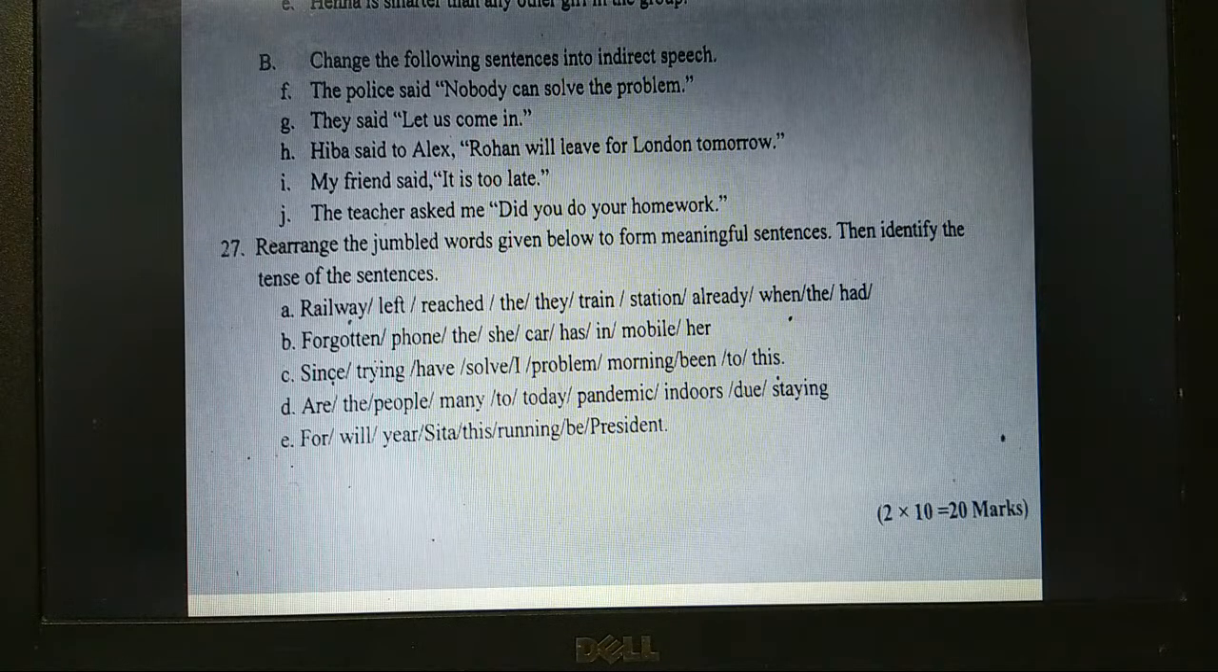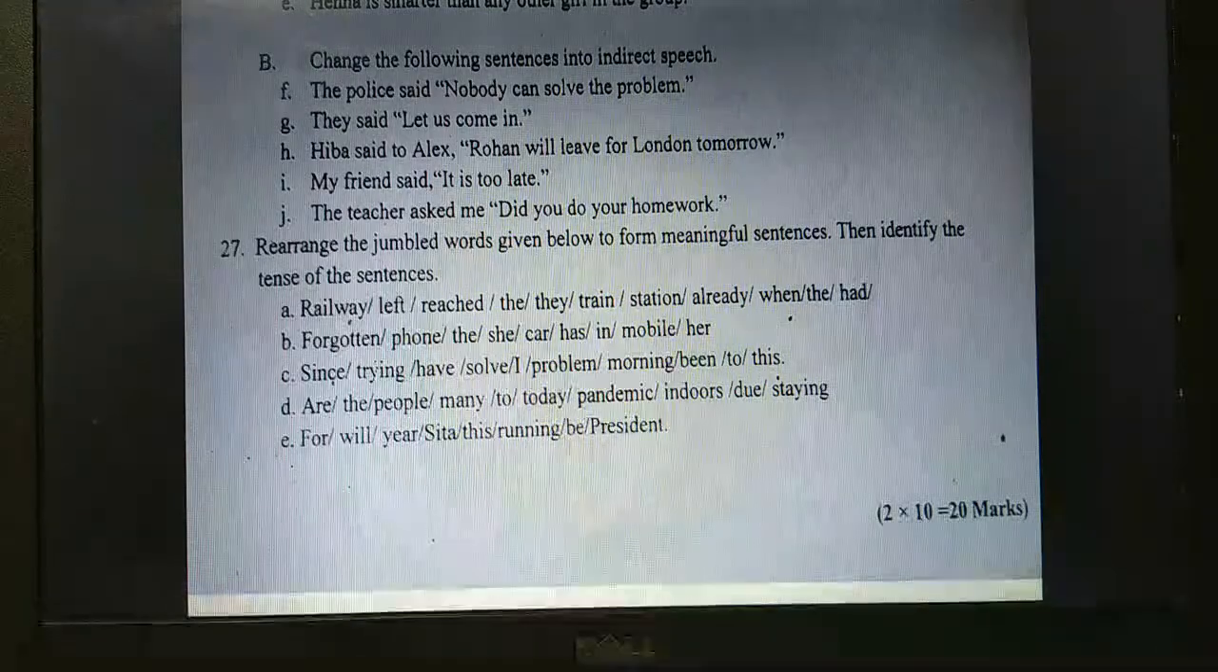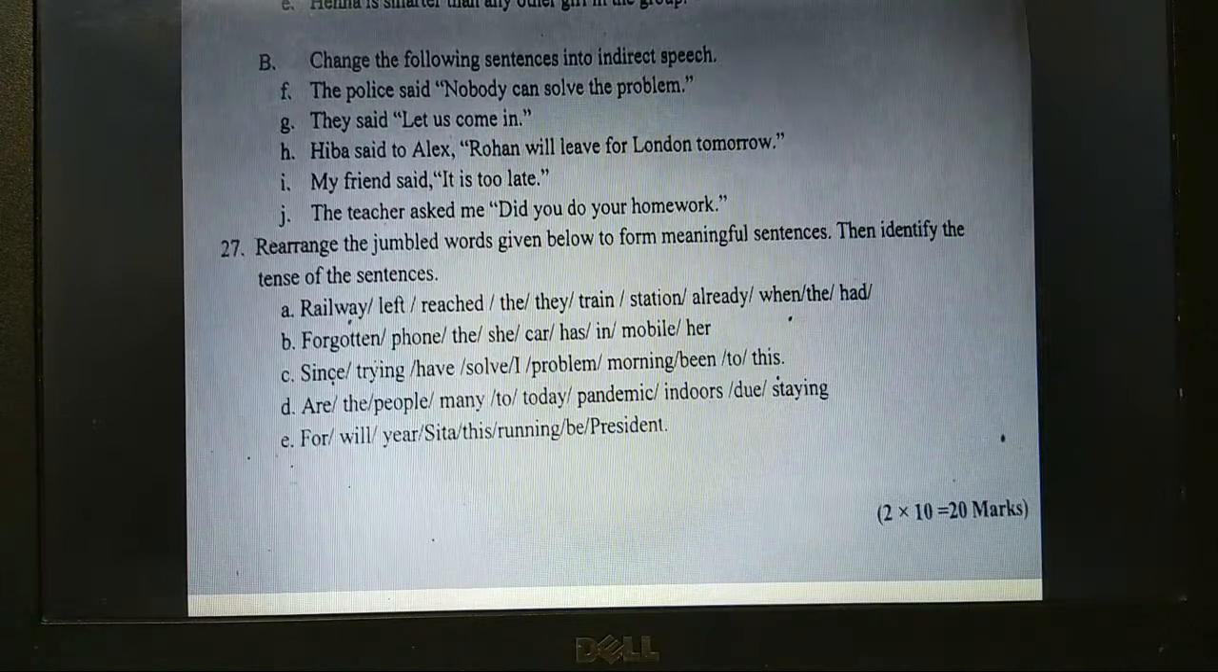G. They said, let us come in. This is very important. Sentences having let us. They said, let us come in. They told that, let them be allowed to come in.